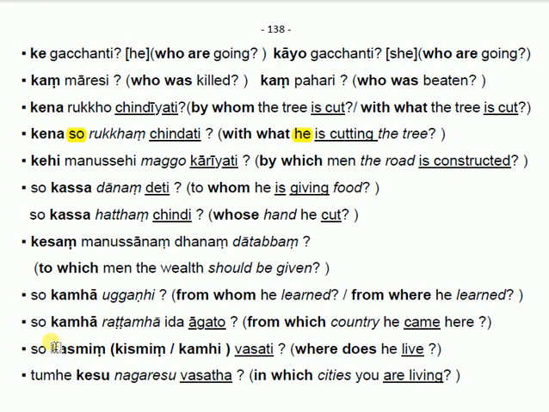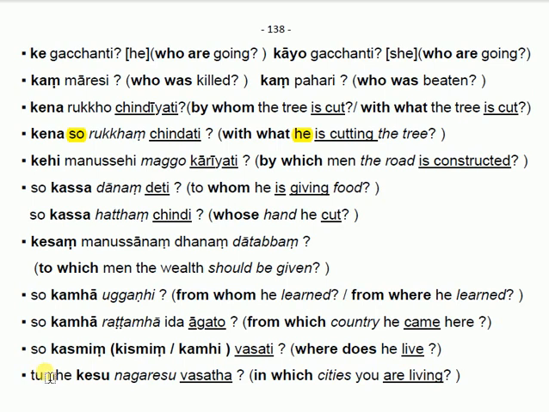Ablative singular, and here again. So kamha rattamha ida agato. From which country he came here. So means he. Kamha, from which. Rattamha, country. Ida, here. Agato, came. So from which country he came here.